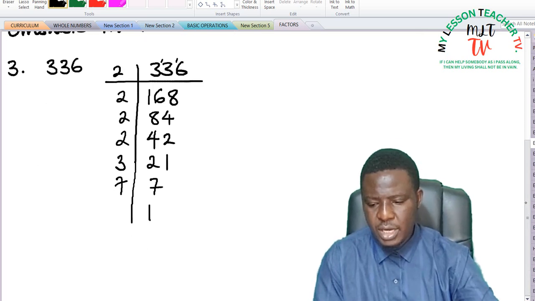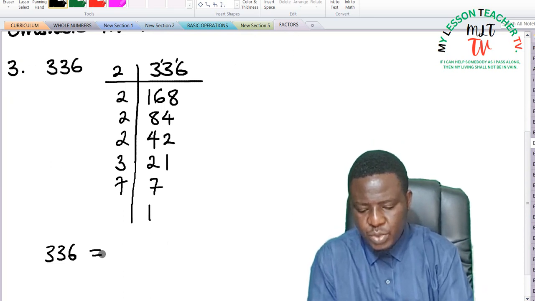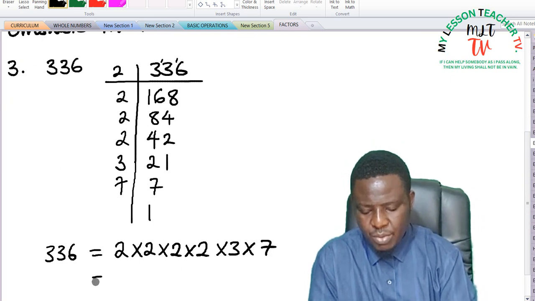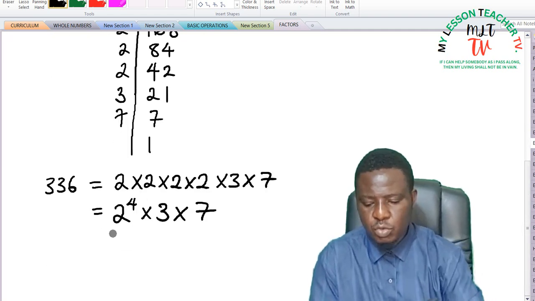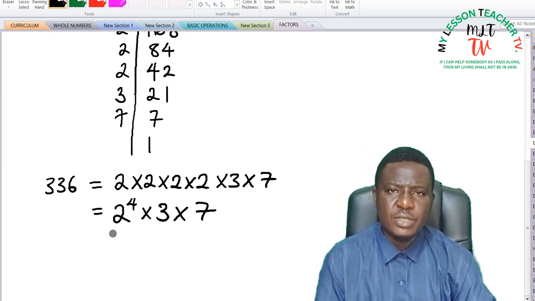So therefore, 336, if you express it as a product of its prime factors, is said to be 2 times 2 times 2 times 2 times 3 times 7, which can be expressed as 2 raised to the power of 4 times 3 times 7. And if you multiply these numbers back, it gives you 336.